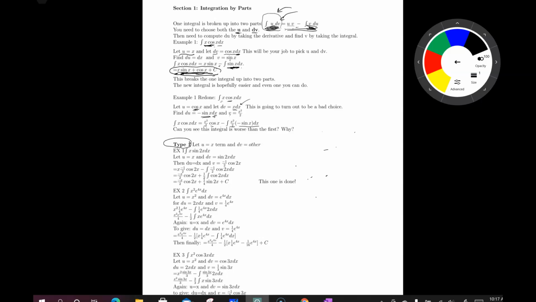This is where you have to stop and think. Is this worse than the first integral? Better? Can I do this integral? This integral has two functions multiplied times each other, and this time it's not just x times a trig function, it's x squared times a trig function. So this is worse, and this is a bad choice. You would not continue to work this and try to make it better. You would say abort, stop, and switch what you're going to let u and dv equal.